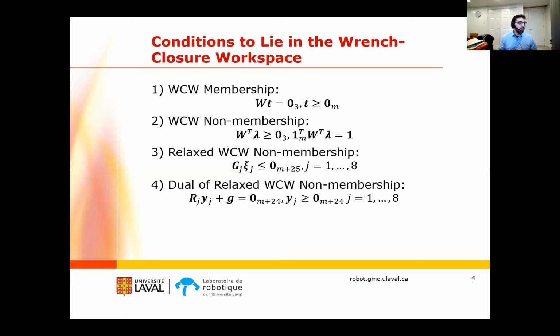There's a theorem that says that if you can find, for a given position of your cable robot or of your end effector, a vector lambda that satisfies all these other conditions there, then that means you're outside the wrench closure workspace. So that means either condition 1 is satisfied or condition 2 is satisfied, but not both at the same time. They can never be satisfied at the same time.